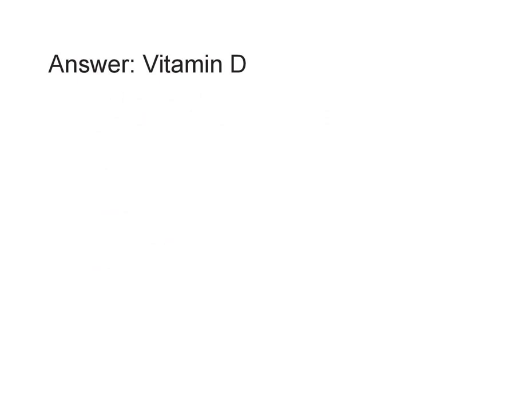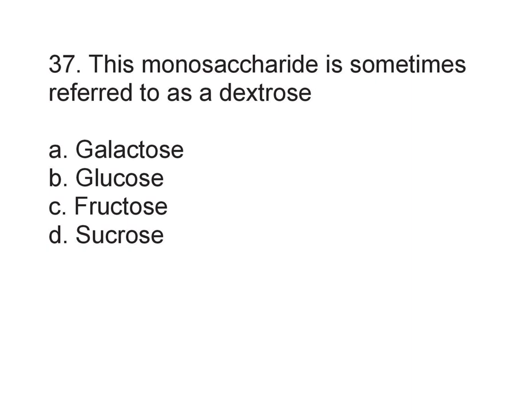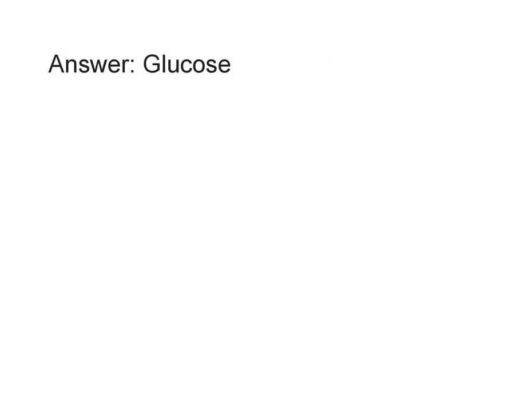Number 37. This monosaccharide is sometimes referred to as dextrose. A. Galactose, B. Glucose, C. Fructose, D. Sucrose. The answer is glucose.